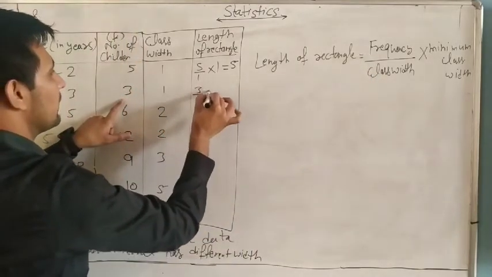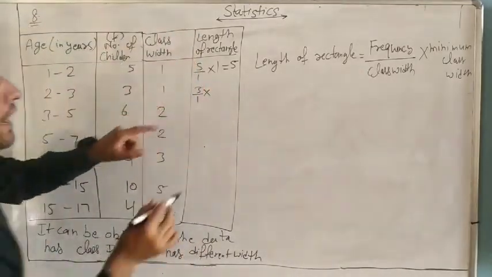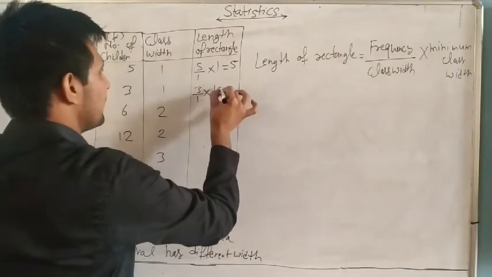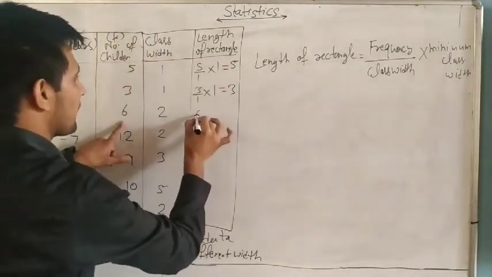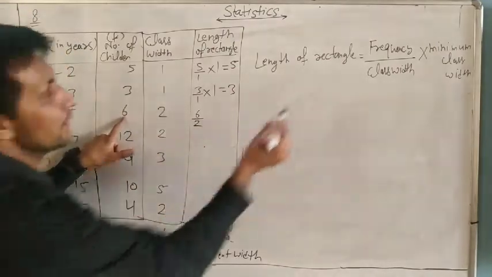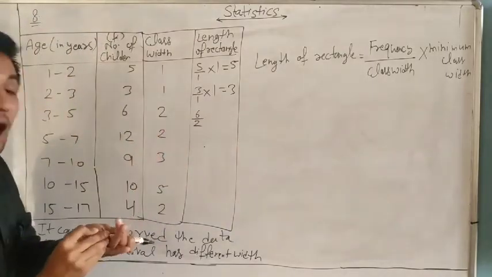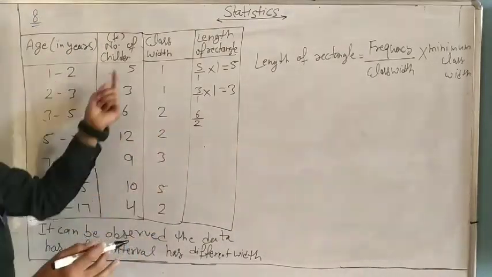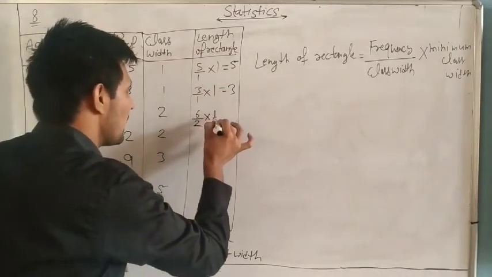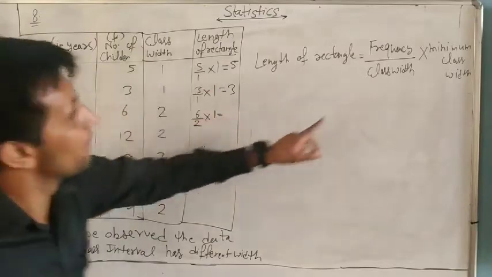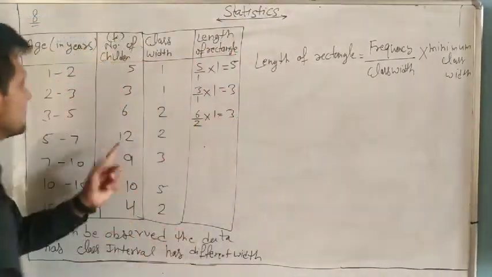Next, same as it is, frequency 3 divided by 1, the class width is 1, and minimum is 1, so it is also 3. Next is 6 divided by 2, 6 means frequency, divided by class width 2. Now you will ask, sir, here it is not every time the same. No, because 6 divided by 2 into 1, multiplied by minimum class width, 6 divided by 2 is 3. Yes, same as it is.